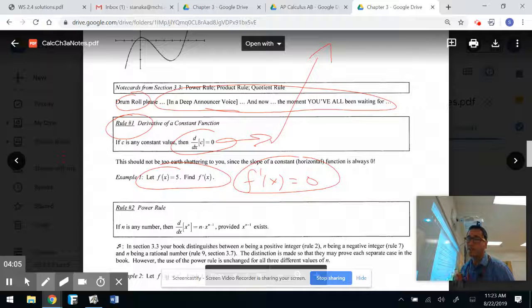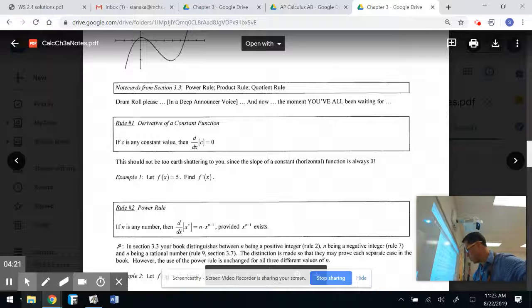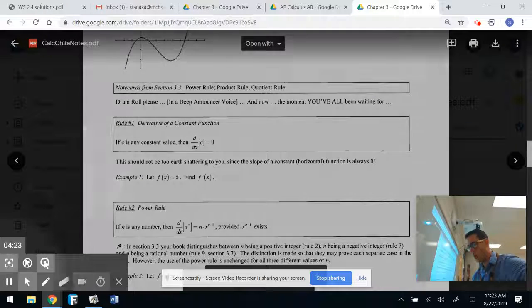But you never want to forget the original definition of the derivative or the alternate definition of the derivative, even though we're not going to be doing it the long way anymore. Let's keep on moving. We're going to do something real cool right now called the power rule.